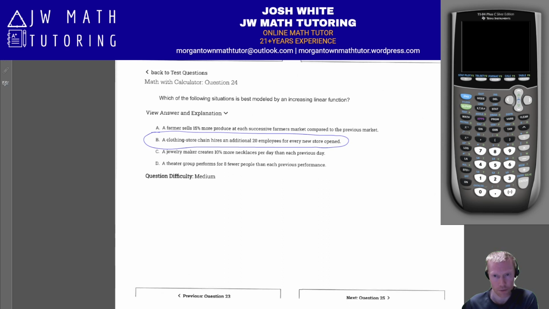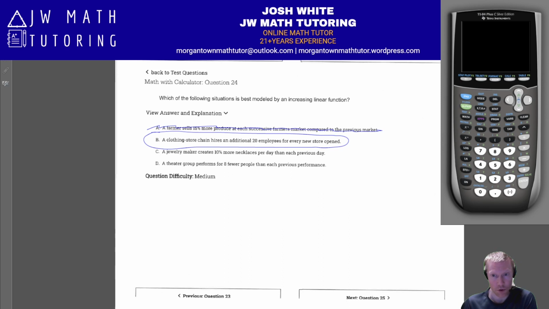And I'll just quickly point out why the other 3 are wrong. A describes an exponential situation because it's talking about increasing something by a percentage. So when you see increasing by a percentage or some word like twice or half or 3 times, those always describe exponential situations, not linear. In order for a situation to be linear, it has to be increasing or decreasing by a specific number every single time, not by a percentage.